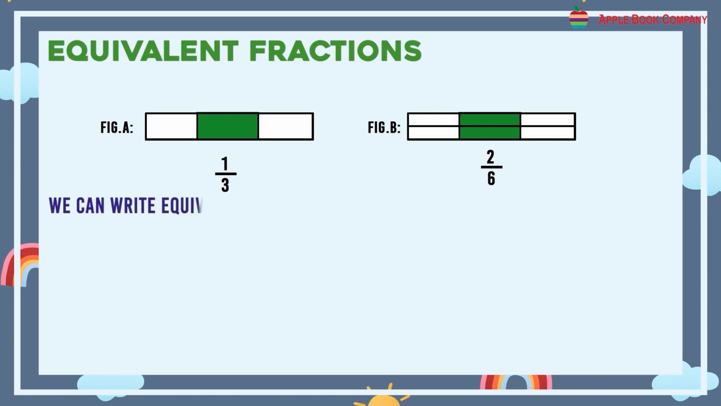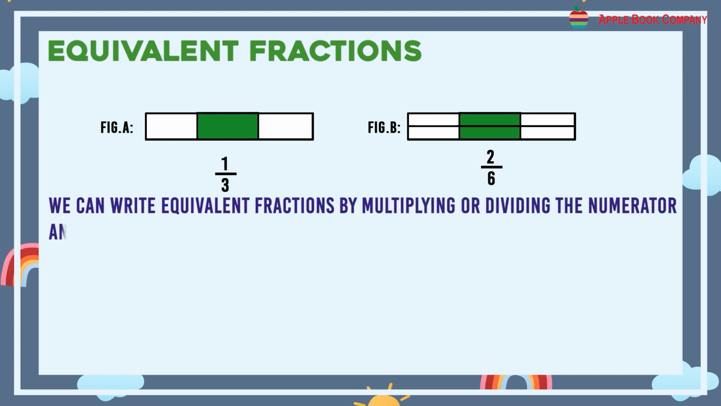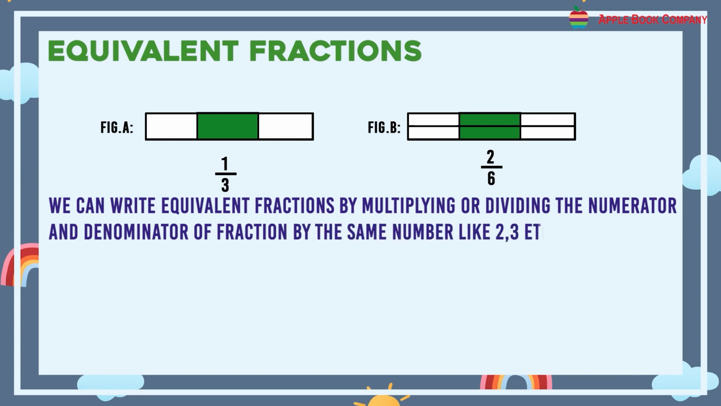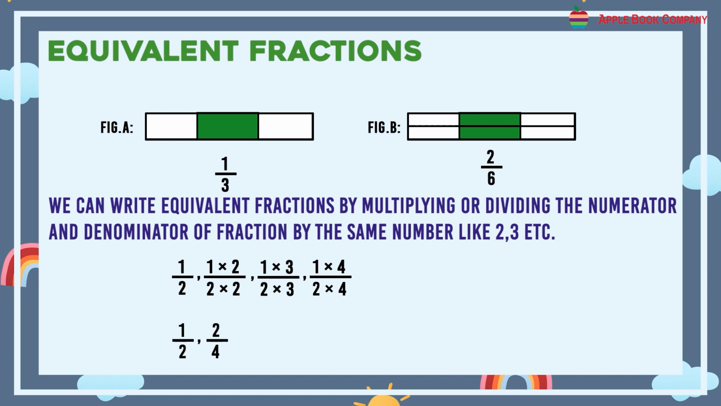We can write equivalent fractions by multiplying or dividing the numerator and denominator of a fraction by the same number like 2, 3, etc. Thus, 1 by 2, 1 into 2 by 2 into 2, 1 into 3 by 2 into 3, 1 into 4 by 2 into 4, that is 1 by 2, 2 by 4, 3 by 6, 4 by 8 are all equivalent fractions.